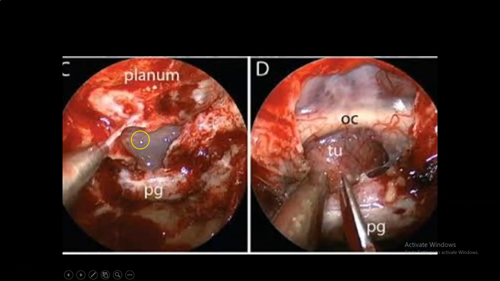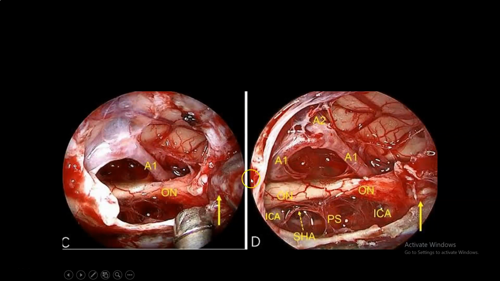You are prechiasmatic and suprasellar. You can reach the tumor. Here is the pituitary gland. This is the classic, here, extended transplanum. You find the optic chiasm, you find the tumor, you find the arachnoid, and you remove the tumor. This is the picture after removing the tumor.